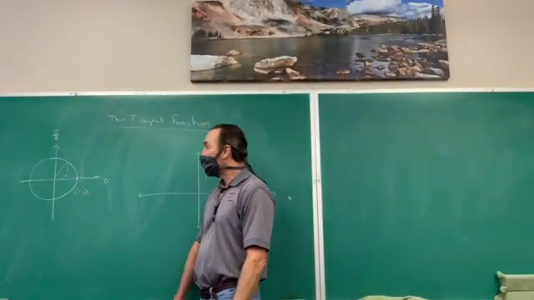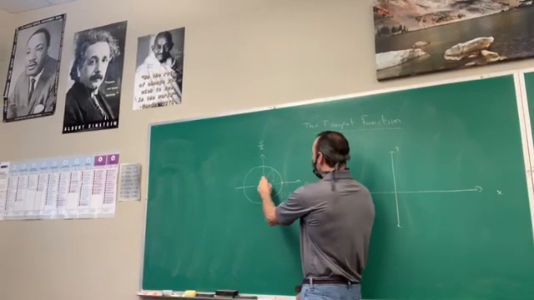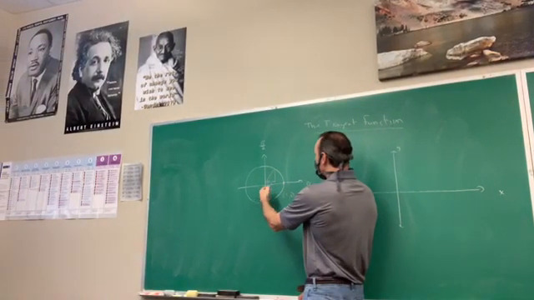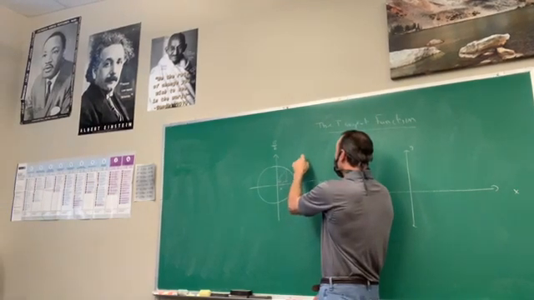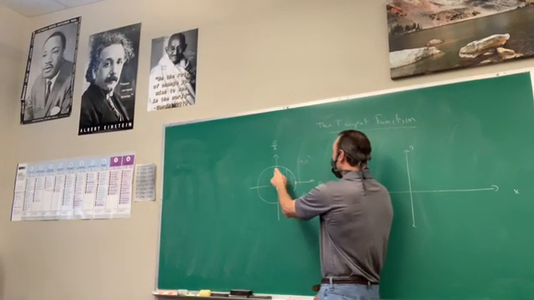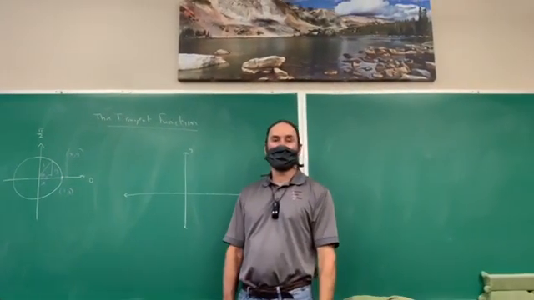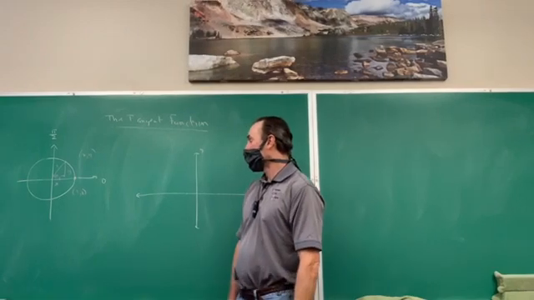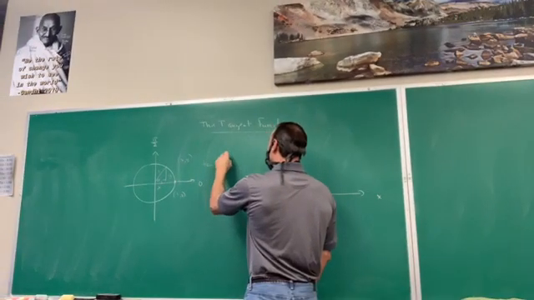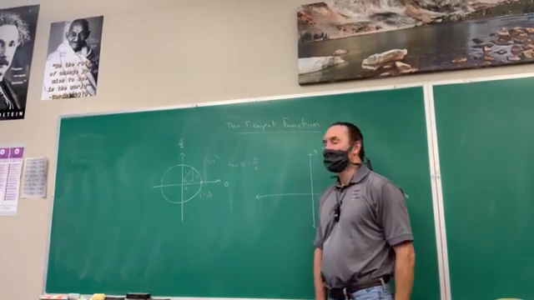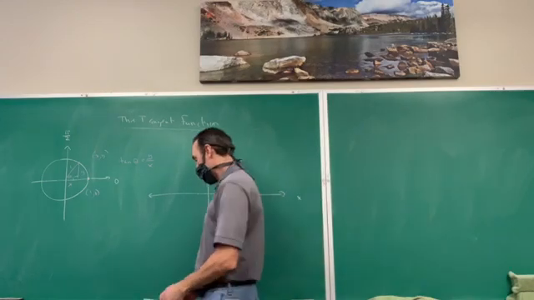And so what we know then is that the x coordinate, so if this is our angle theta, this side length on the right triangle is the x coordinate of this point, and this side length is the y coordinate, and that hypotenuse is 1. And so we know that the tangent is going to be opposite over adjacent, so that's going to be y over x.